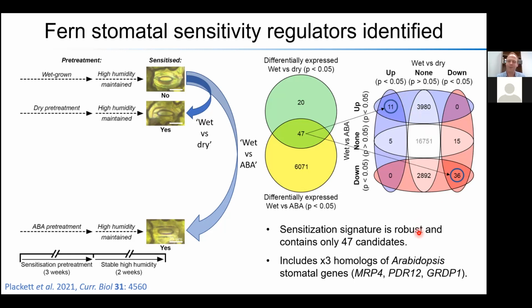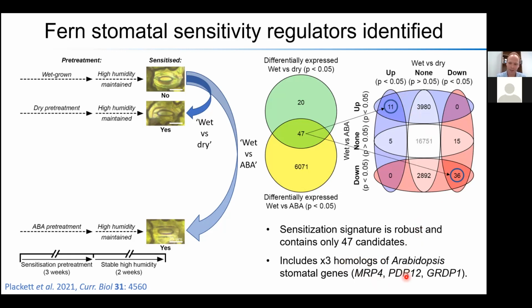Of course, for most of them we didn't have a clue what they might be doing, but we found 3 which had relatives in Arabidopsis that we knew were involved in stomatal regulation. So these 3 genes are MRP4, PDR12, GRDP1.